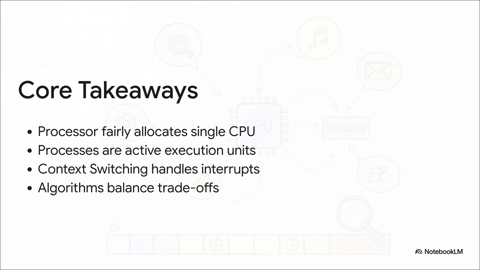To distill all this down, here are the core takeaways from today's explainer. First, the processor manager is always actively balancing fairness and speed for a single CPU. Second, remember that programs are just passive files, while processes and threads are the active execution units doing the real work. Third, context switching is the absolute secret sauce that lets the CPU pause tasks, handle high-priority interrupts, and resume flawlessly. And finally, scheduling algorithms are always navigating the tough trade-offs between throughput, fairness, and response time.